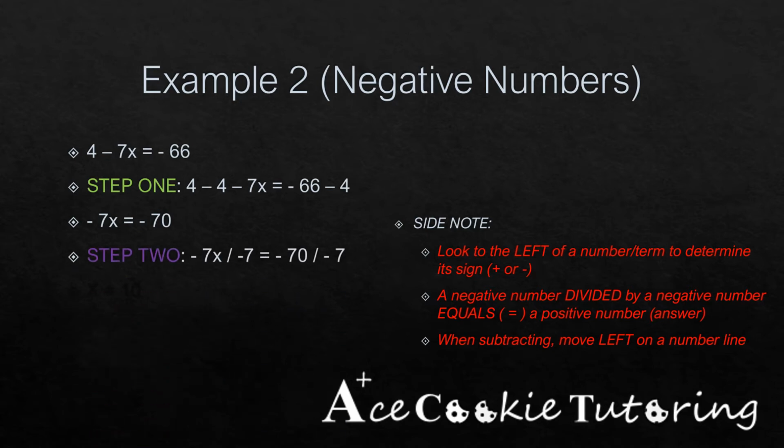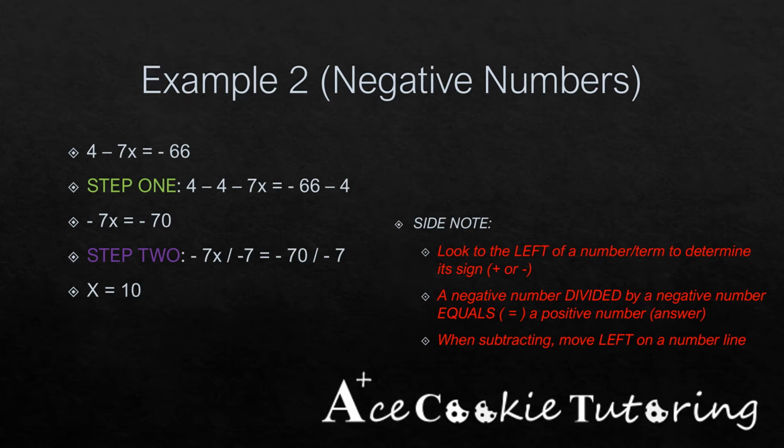Step number 2 is going to be in purple again, so I'm going to do that throughout the whole presentation. Green is going to be step 1, purple is going to be step 2. So I've got to get the x by itself. It's attached to that negative 7, so I'm going to divide each side by negative 7, which gives me my answer of x equals 10.